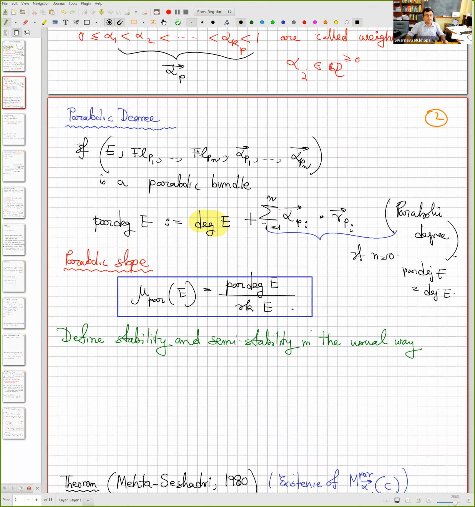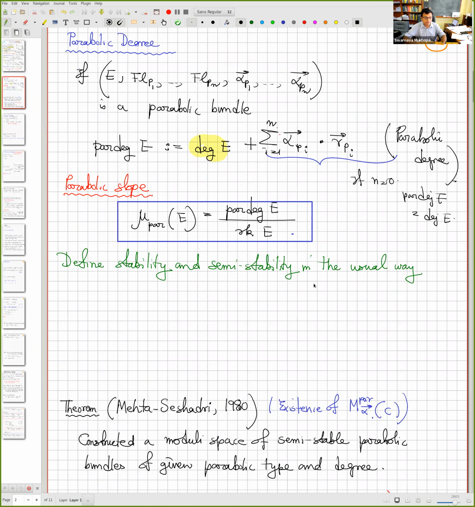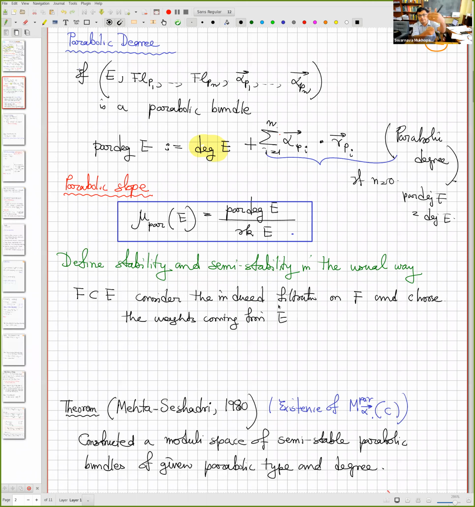Using the parabolic slope, one can define a stability condition or a semi-stability condition in the usual way, in the sense that if F is a subbundle of E, consider the induced filtration on F, and choose the weights coming from E. So for example, at a point p, if I intersect with F and two filtrations coincide, I just take the weight for the bigger one.